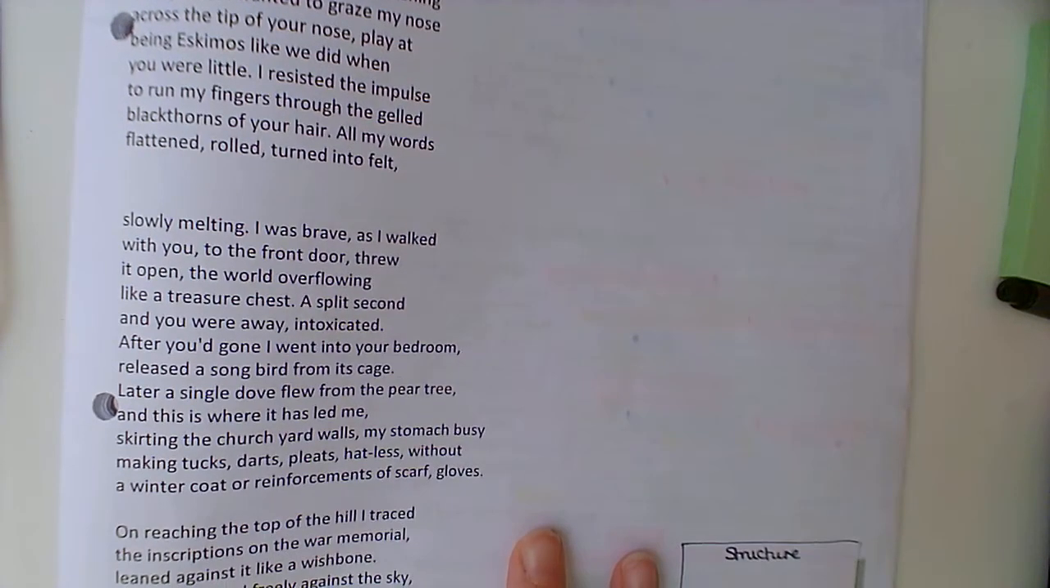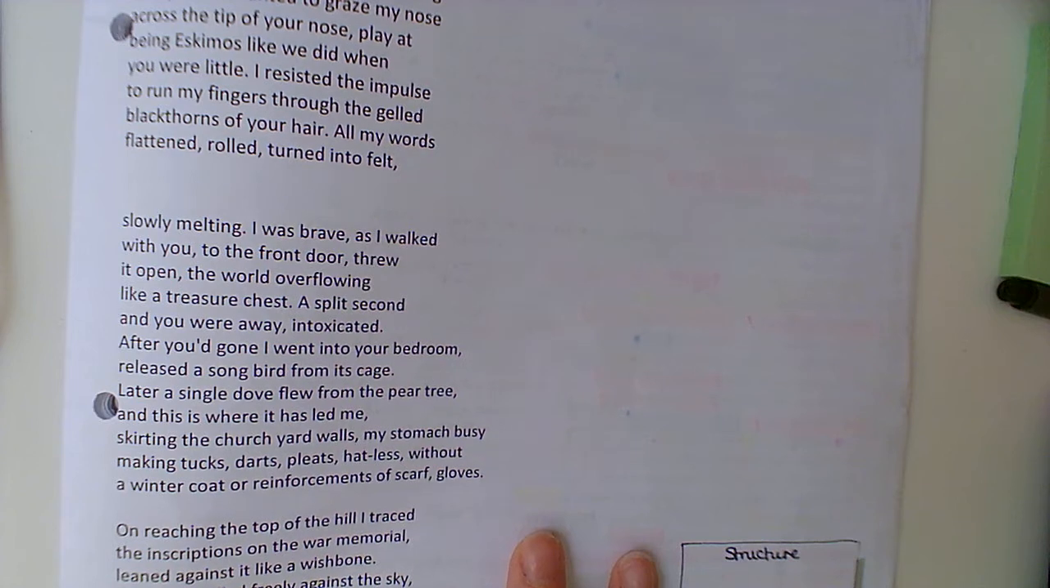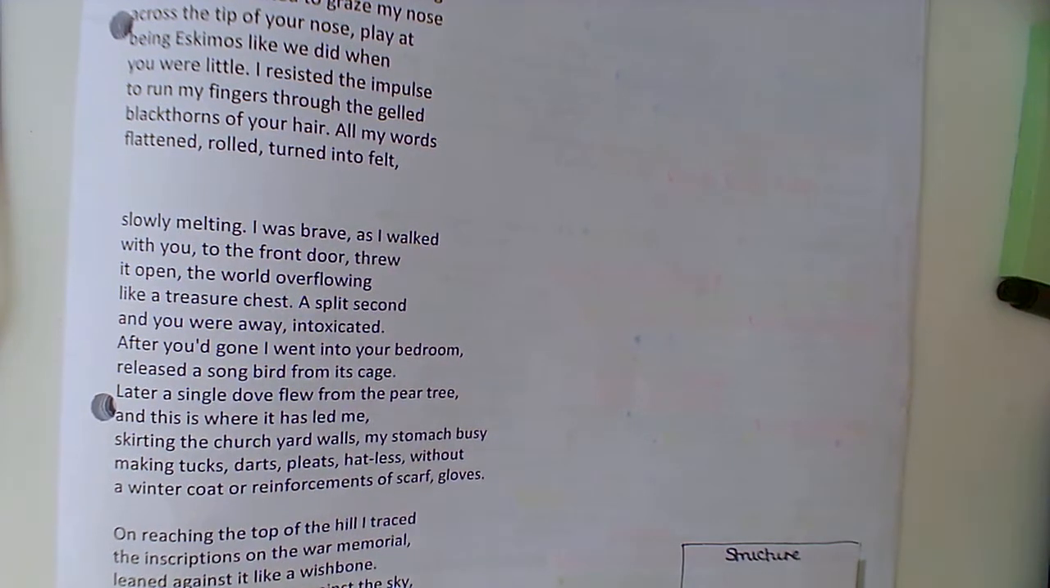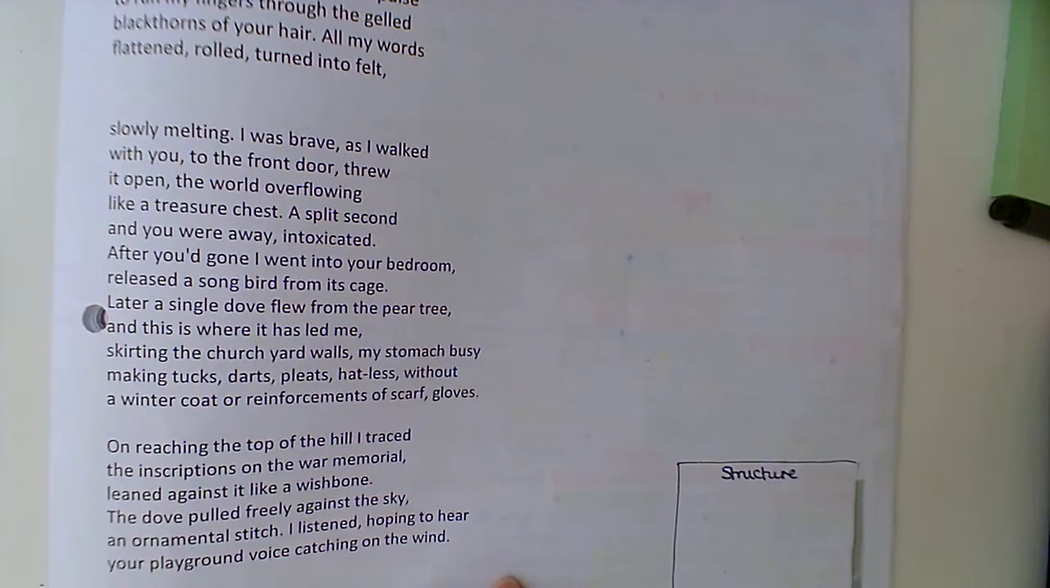Skirting the churchyard walls, my stomach busy making tucks, darts, pleats, hatless without a winter coat or reinforcements of scarf, gloves. On reaching the top of the hill, I traced the inscriptions on the war memorial, leaned against it like a wishbone. The dove pulled freely against the sky, an ornamental stitch. I listened, hoping to hear your playground voice catching on the wind.